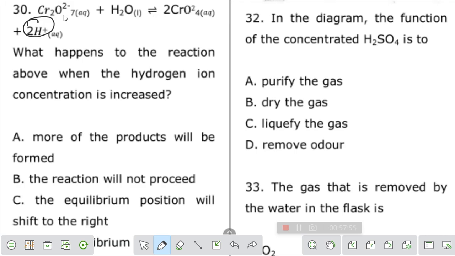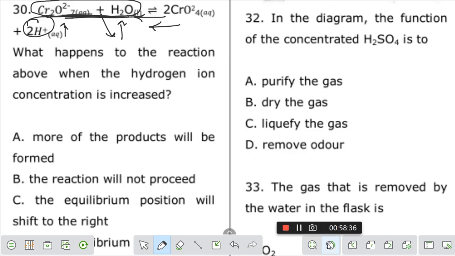The equilibrium position will be favoring the what? The backward reaction. This is what I told you. If you increase the concentration of the reactants, the equilibrium position will shift towards the right. Similarly, if you increase the concentration of the products, the concentration of the reactants will be what? Increased. So it's the same thing with this now. As you increase the concentration of this hydrogen ion, the equilibrium position will shift to the left side. So it means it's going to increase the yield of these reactants. These reactants will increase in number. So the equilibrium position will shift to the left.